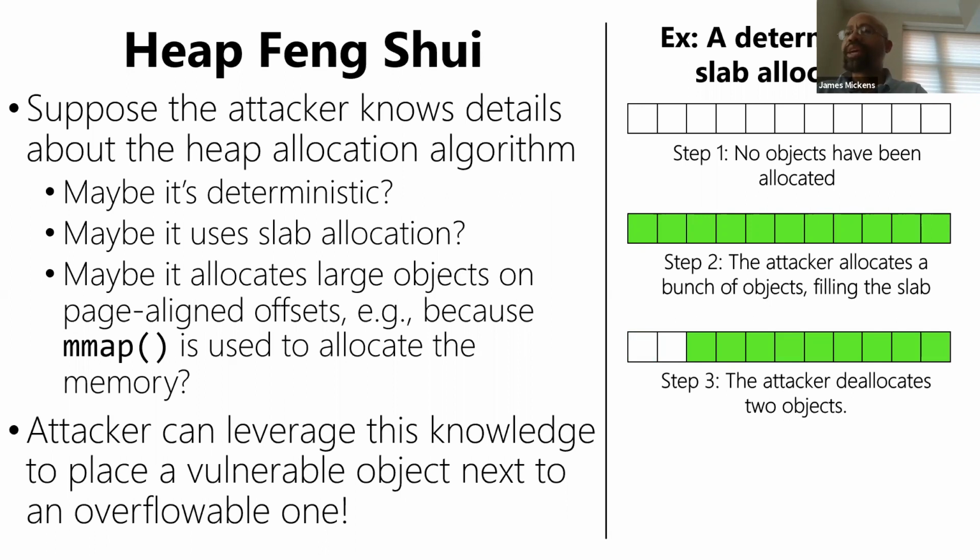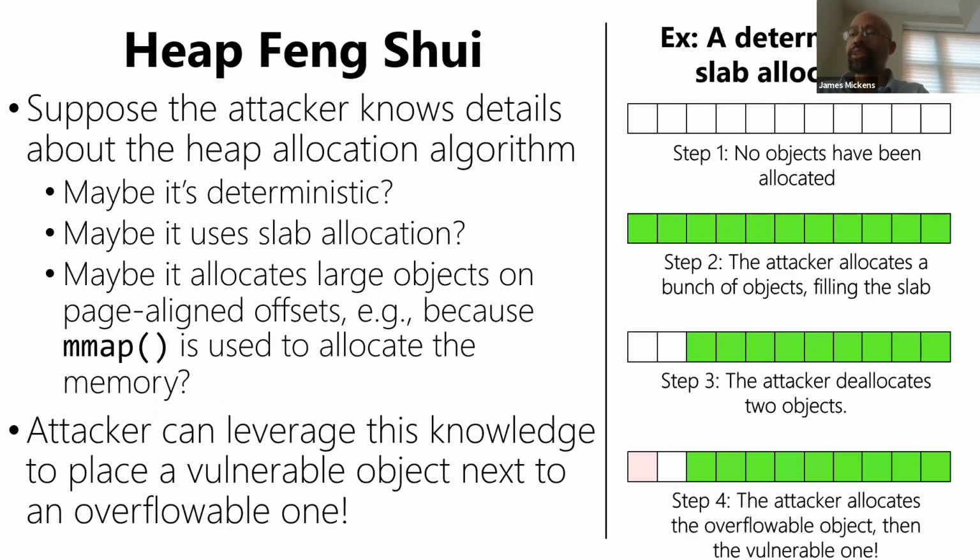So now in step 3, the attacker is going to deallocate 2 objects. Now, because the slab allocator is deterministic, as we're assuming, the attacker knows the positions in which these 2 new slots are going to appear. So in this case, they're going to appear at the beginning of the slab. And then what the attacker can do is allocate an overflowable object, shown here in red, and then allocate the vulnerable one. So this is the one that we want to corrupt. And so what will happen? Well, as the heap overflow goes from left to right, we're going to see that the blue object, the vulnerable object, is going to get overwritten.